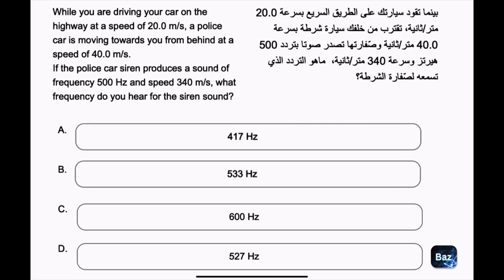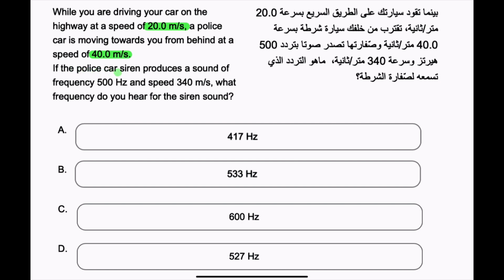EMSAT Physics question on Doppler effect. While you are driving your car on the highway at speed of 20 meters per second, a police car is moving towards you from behind at a speed of 40 meters per second. So here we have two speeds.